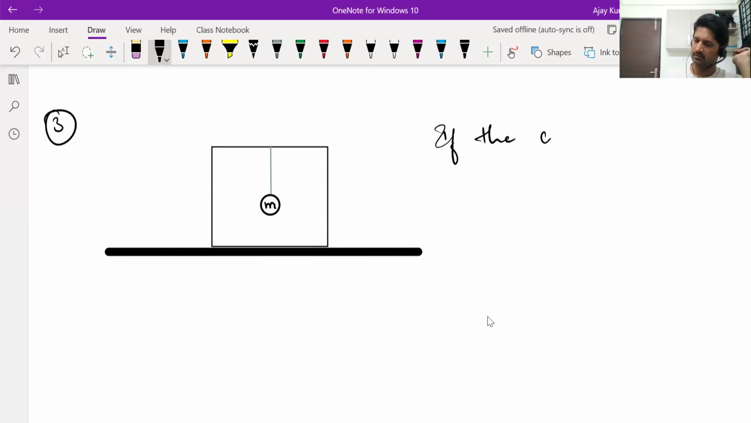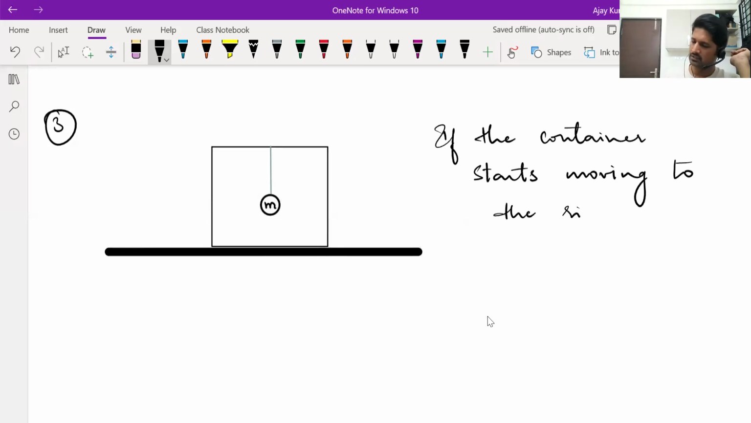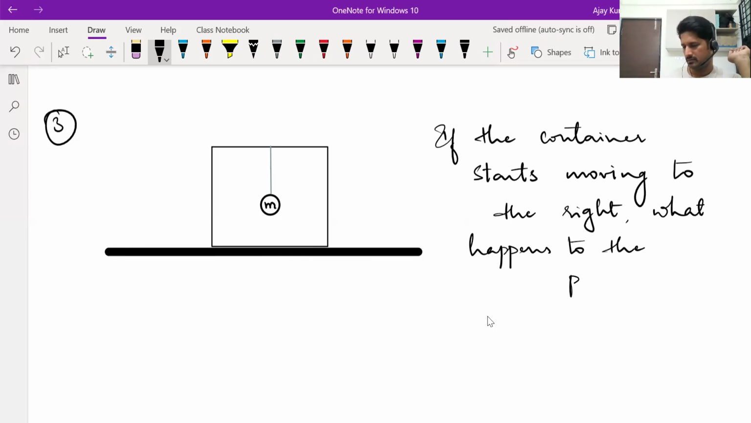If the container starts moving to the right, starts moving means it is gaining velocity, means it is accelerating. What happens to the pendulum? Well, the pendulum will go to the left first, and then it'll go to the right. Okay, so you were saying it will swing, but it will go to the left first. Yes, sir. What force could have made it go left?